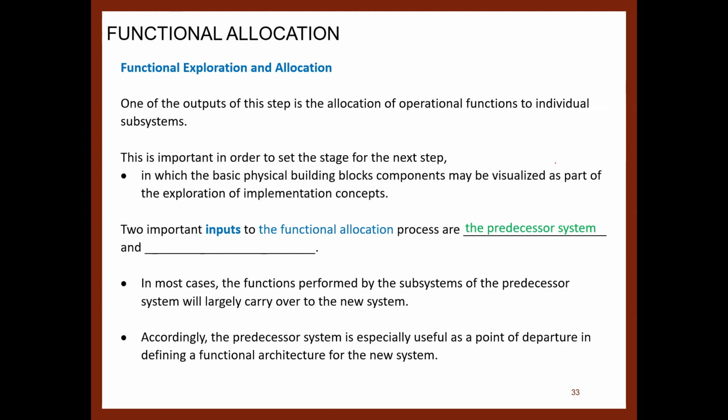Two important inputs to the functional allocation process are the predecessor system and the functional building blocks. So the predecessor system will be that system that is already in place, if you have any. In most cases, the functions performed by the subsystems of the predecessor system will largely carry over to the new system. So the functions maybe are not changing. What's changing is how you're going to execute them. Accordingly, the predecessor system is especially useful as a point of departure in defining a functional architecture for the new system.